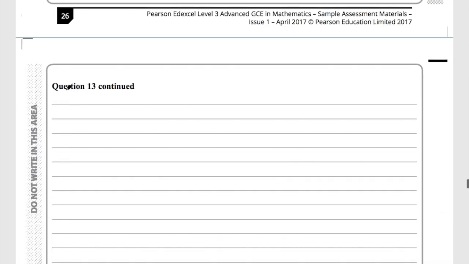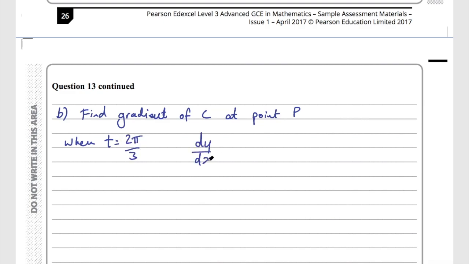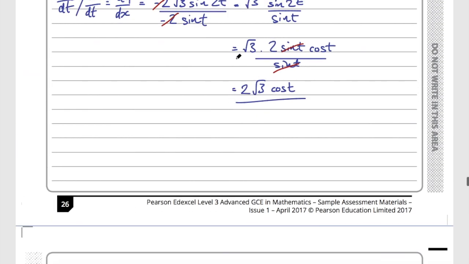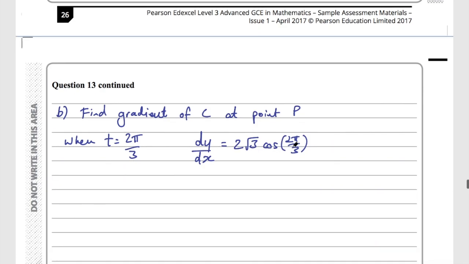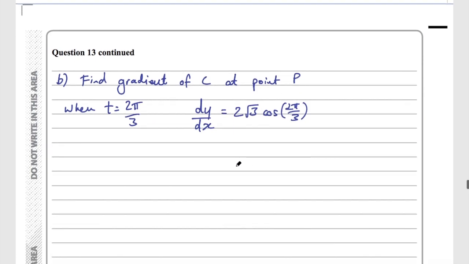Okay, so let's make a start down here. The first thing we want to do is to find the gradient of C at point P. So that's when t equals 2 pi on 3. So dy on dx, the gradient of C, will equal 2 root 3 cosine of 2 pi on 3. I've just taken this derivative, dy on dx, which is 2 root 3 cosine t, and substituted that value of t into that equation.